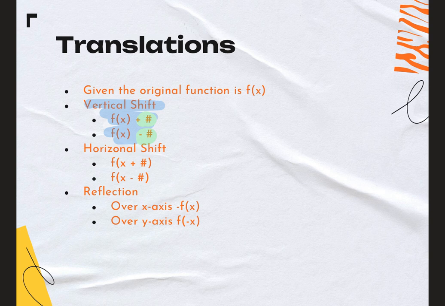What happens in the AP content is it's not an x squared, it is an f of x. F of x just represents whatever the parent function is. So the plus, the number means we're going to shift our function up. The minus, the number means we're going to shift it down.